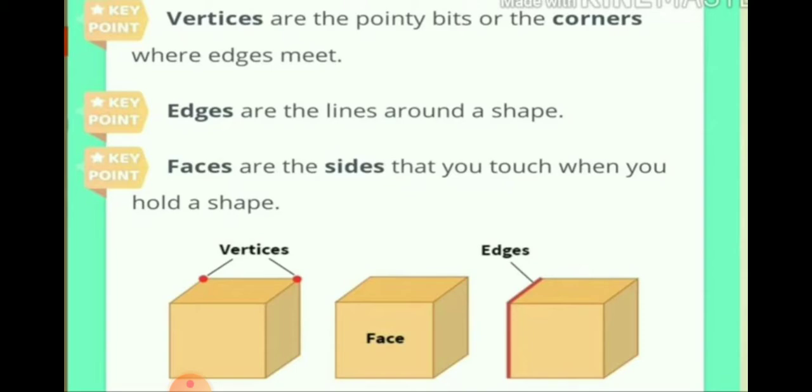Now let us first have a look at the key words that we are going to use: vertices, edges, faces. Vertices are the pointy bits or the corners where edges meet. You can see it here below in the diagram. Edges are the lines around a shape. You can see how edges have been shown with the red line below the diagram. And faces are the sides that you touch when you hold a shape.